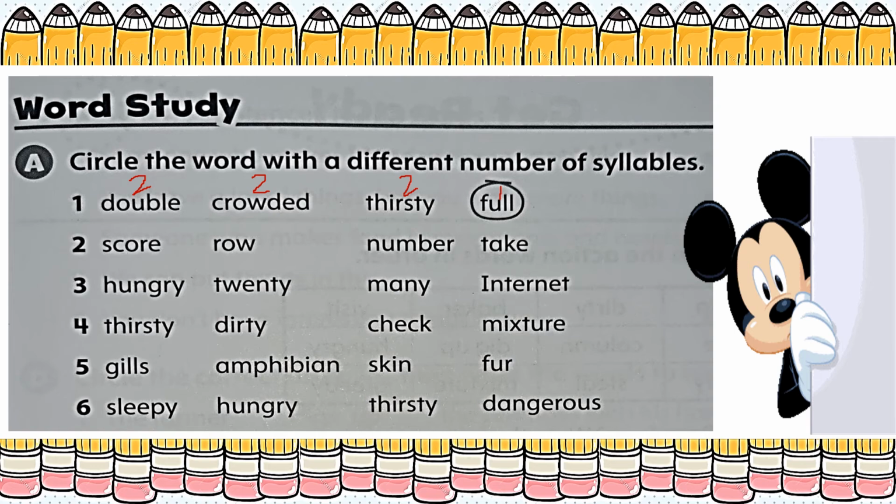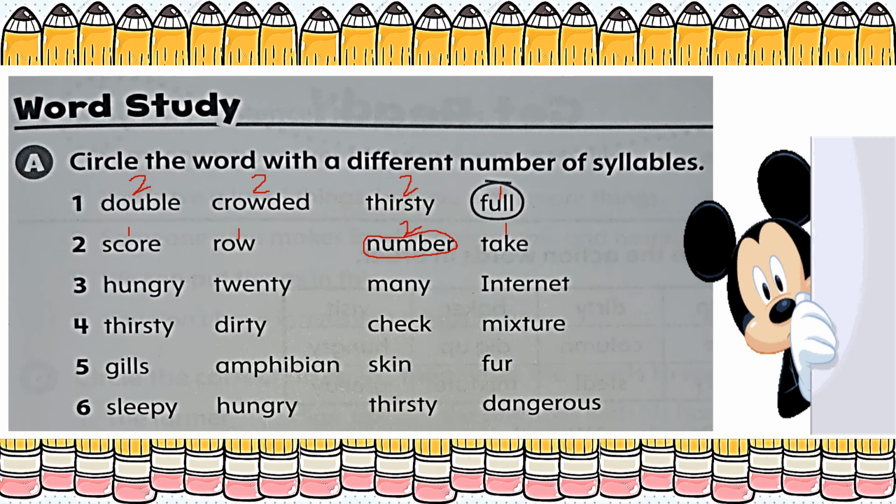Now, how about number 2? Score. How many? 1. Row. How many? Another 1. Now, the word number. How many syllables? 2. Now, the word take. How many syllables? Only 1 syllable. So, which one's different? The word number. Very good.